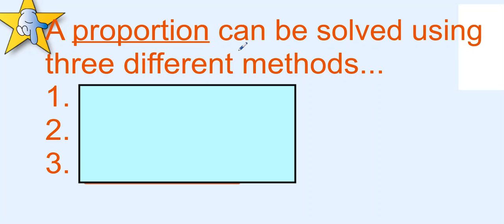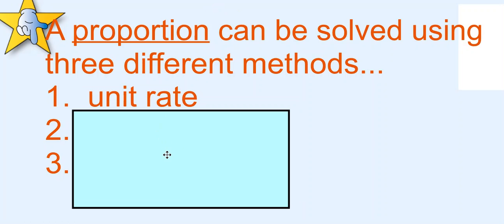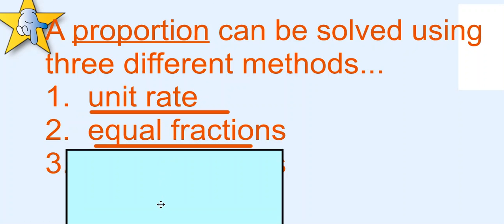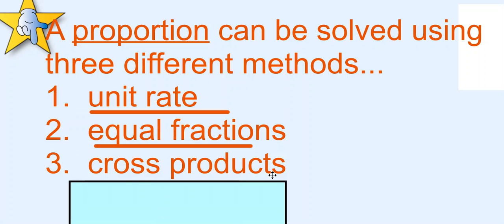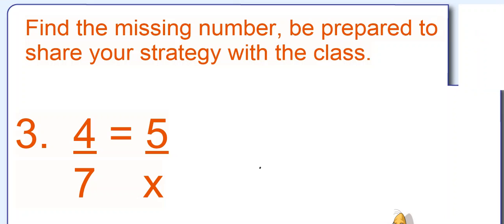So when we're looking to see if something is proportional, we can look at a unit rate. We can look at equal fractions. We can also look at cross products, so cross multiplying. Let's see what I mean about that. If you look at this one, it is not as easy to figure out as the others. I can't figure out what I multiplied by to get that, so we're going to do what's called cross multiplying.